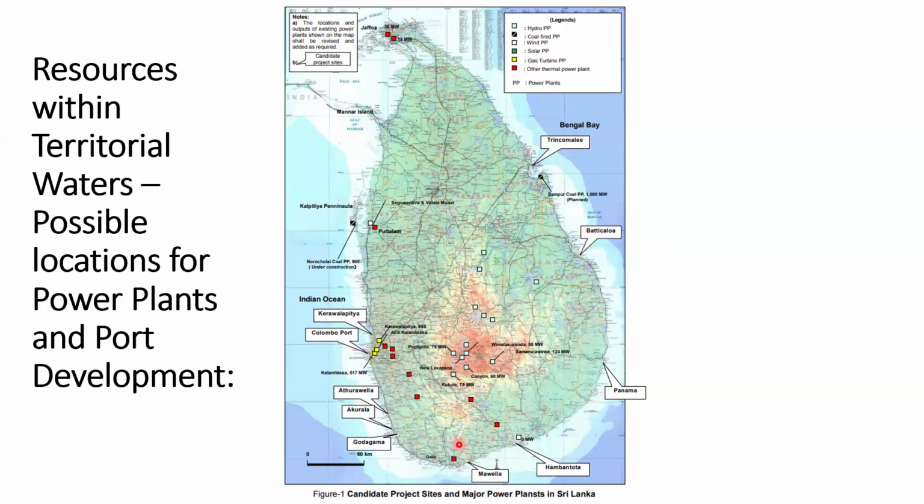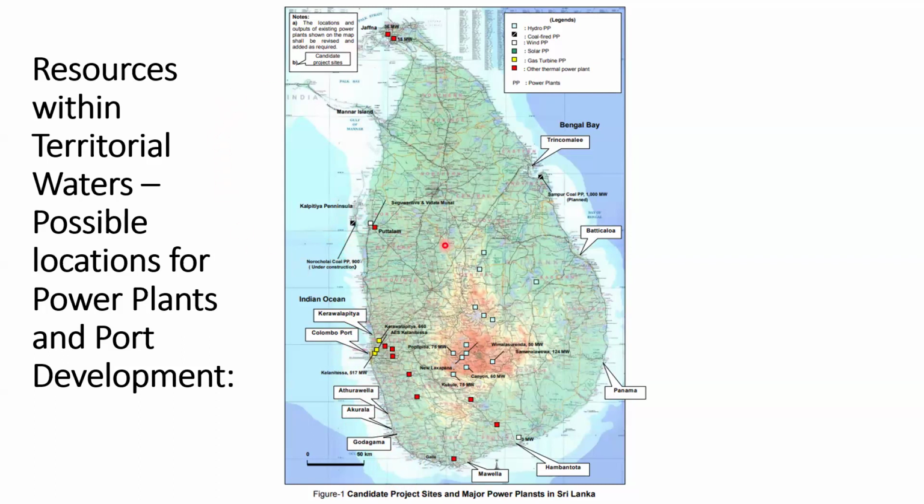Now, these are the possible locations identified for the future port developments as well as future power plant developments associated with the port developments. Now, this is the Ambalangoda area, Akurala, Athuruwalla, Colombo port, Kerawalapitiya. Now already they have developed the power plant. Then Kalpitiya, Puttalam coal power plant with the jetty.